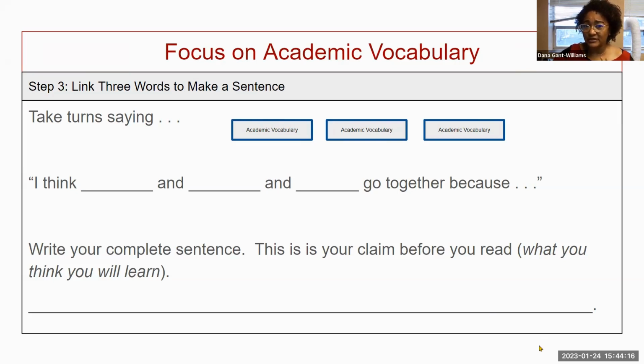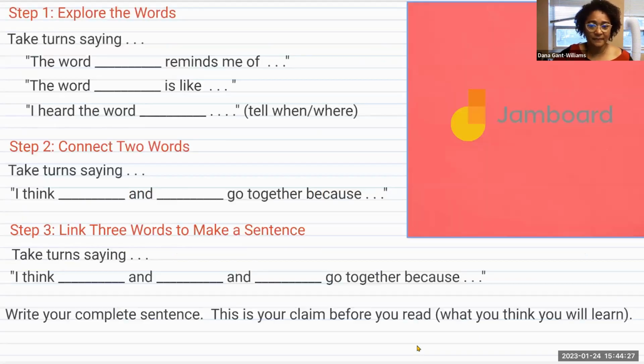Any questions with round one, the focus on academic vocabulary, before we move forward? Okay. Hearing none, we'll move on. So now, this is the time where we go into breakout rooms. Ms. Stokes, were you able to create breakout rooms? Yes, I'm about to do it now.